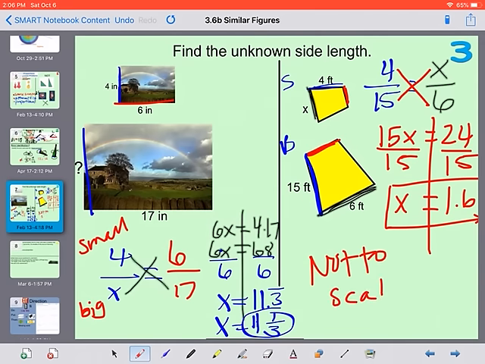Which means, look at this, you guys. This side is 6 and this one's 15. They look almost identical. So does it make sense that this one is going to be smaller? Well, yeah, because it's smaller in the large shape as well. So 1.6 would make sense for that side.